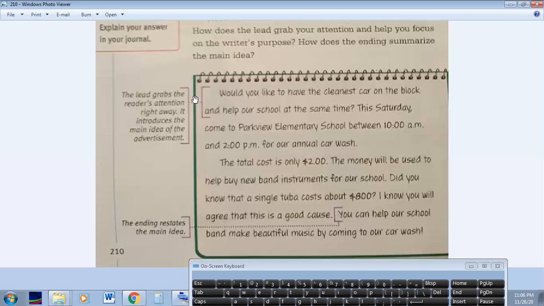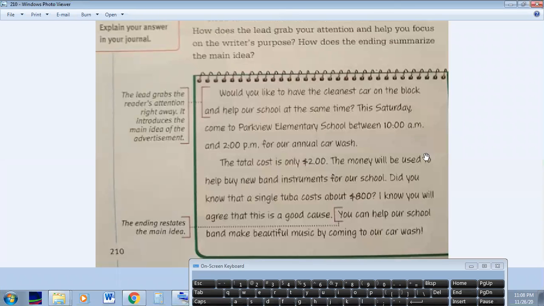So, here at the beginning of our writing, we have explained what we're talking about, and we started our paragraph in an interesting way that makes our reader want to continue to find out what's going on. The total cost is only $2. The money will be used to help buy new band instruments for our school. Did you know that a single tuba costs about $800?